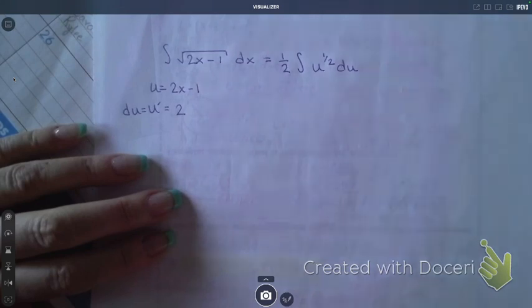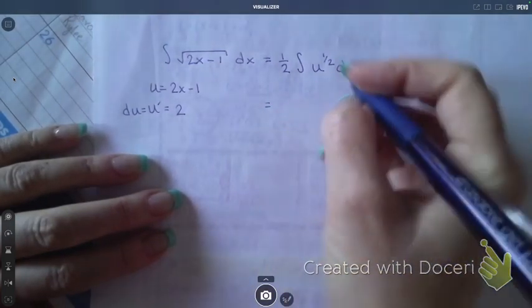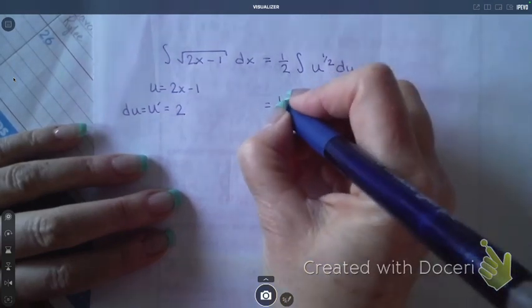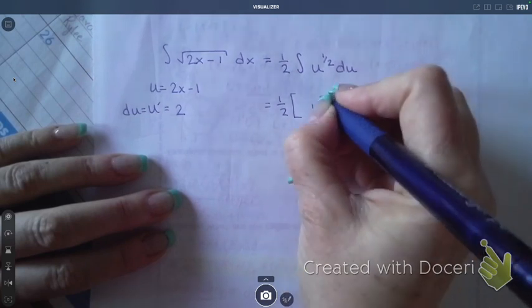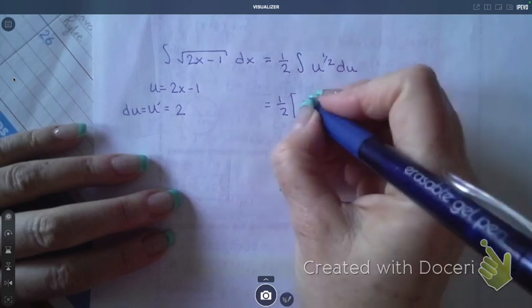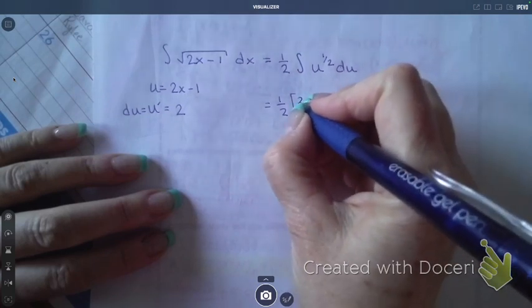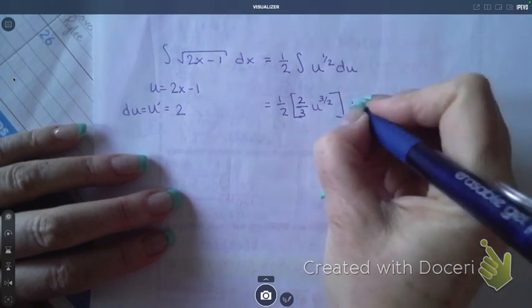I don't like when they're squared. It throws me off. I mean square root, doing it to the 1/2. Okay, so we have to add 1. If I add 1 to 1/2, you get what? 3/2. So I have u to the 3/2. And then I have to divide, so multiply by 2/3, plus c.